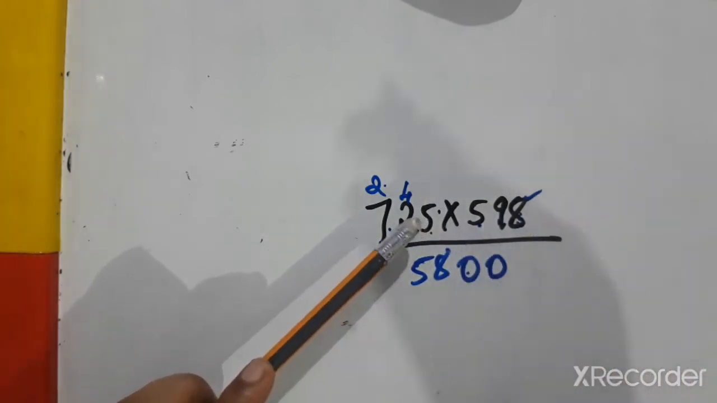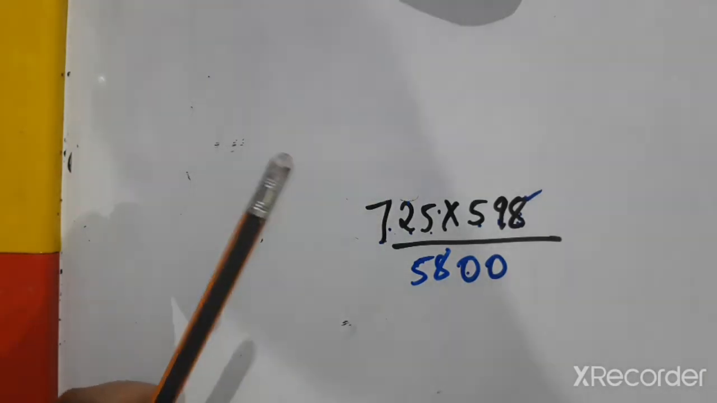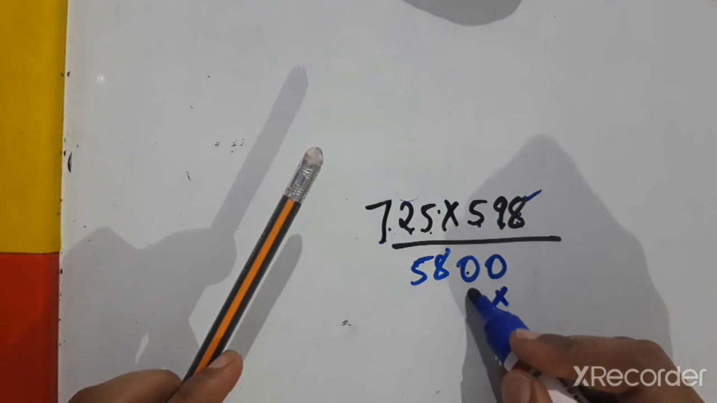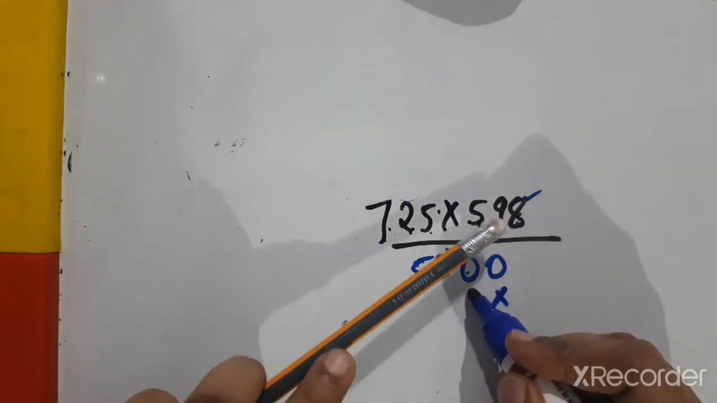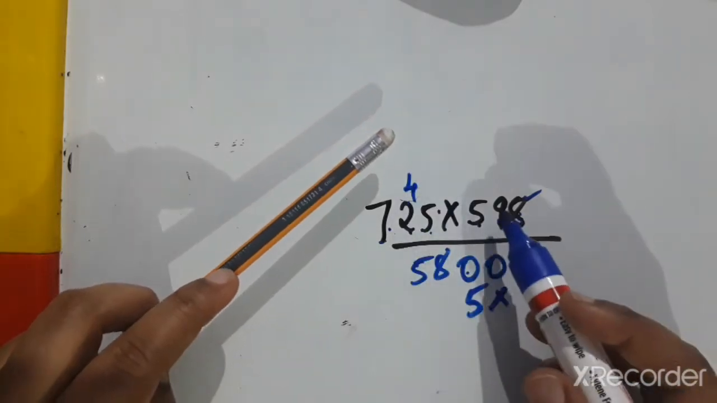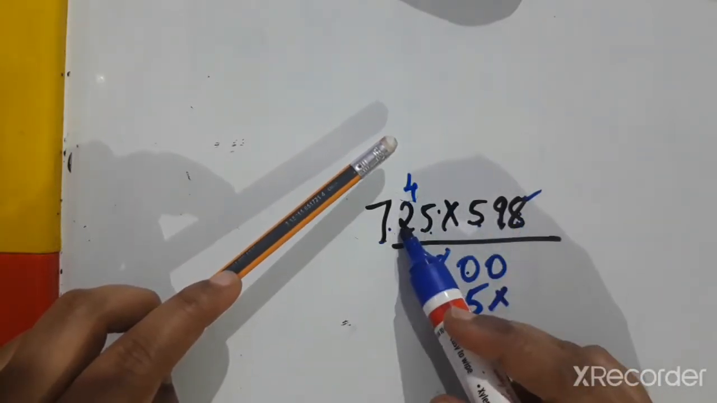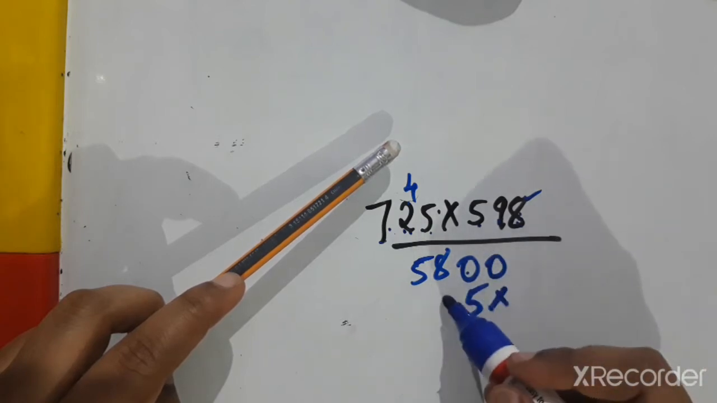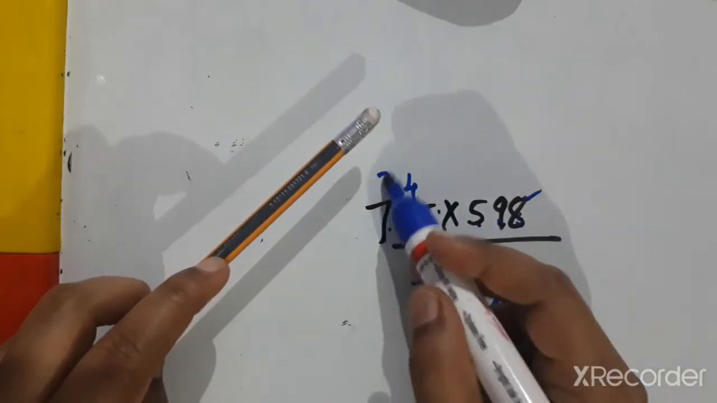9 5s are 45. So here to write, we have to leave 1 space and start the next line. Okay, next place. 9 5s are 45, 45 means 5 here, 4 carry out to the next place. Now 9 2s are 18. 18 plus 4 is 22. So 2 here, 2 carry out to the next place.